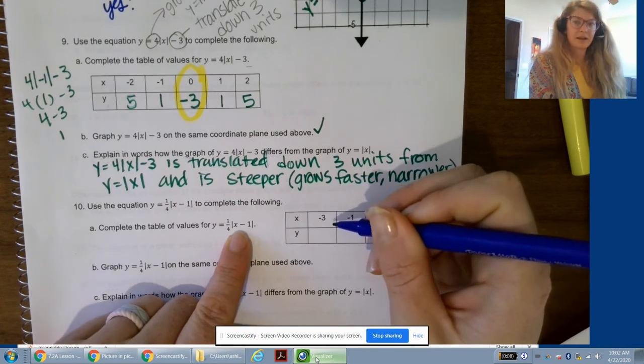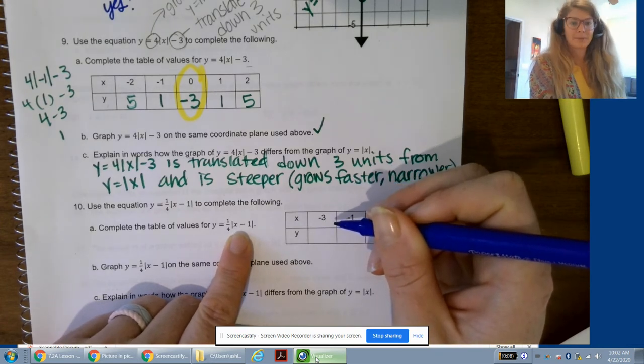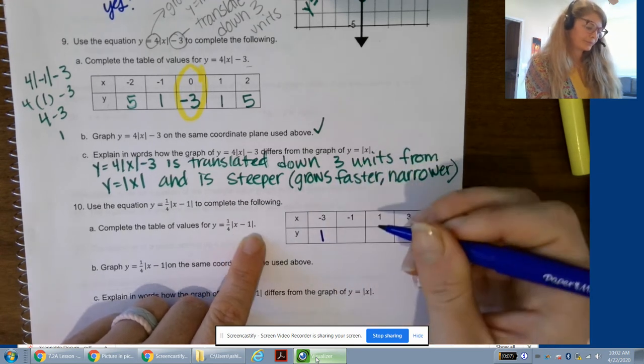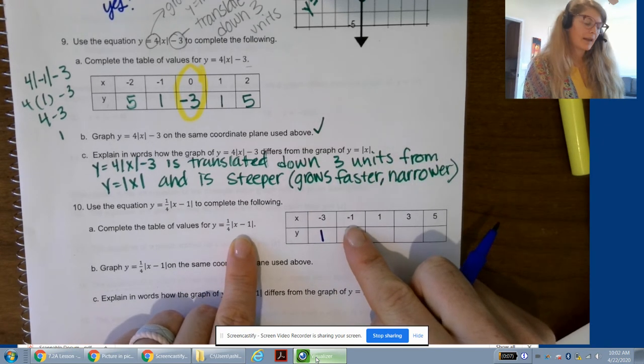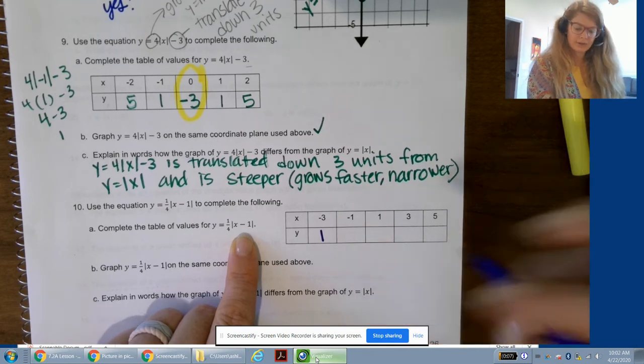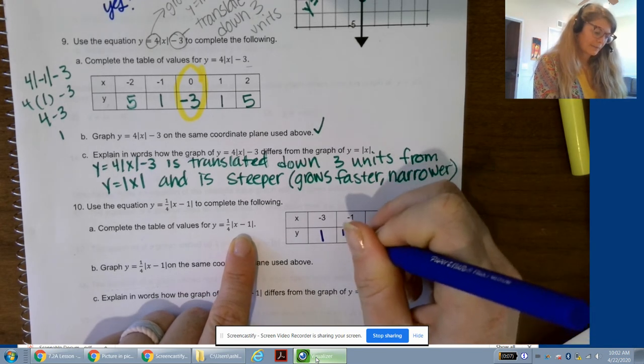-3. -3 minus 1 gets you -4. Absolute value of -4 is 4. 1/4 of 4 is 1. -1. -1 minus 1 is -2. Absolute value of -2 is 2. 1/4 of 2 is 1/2. Not too bad to graph.